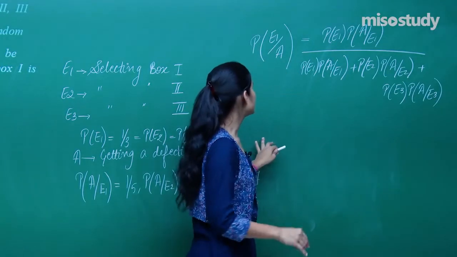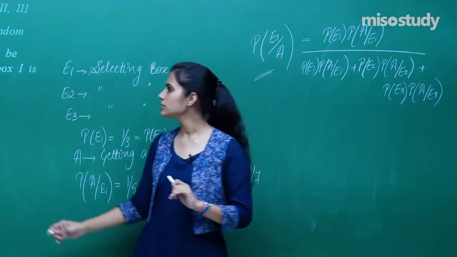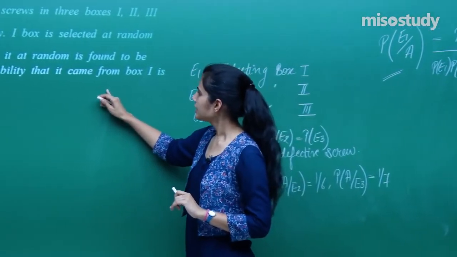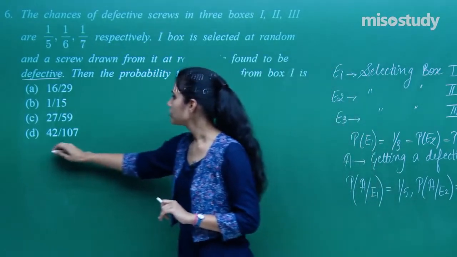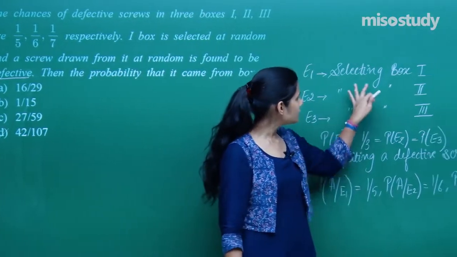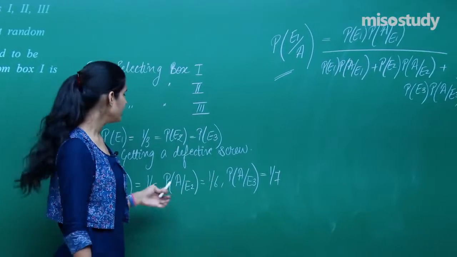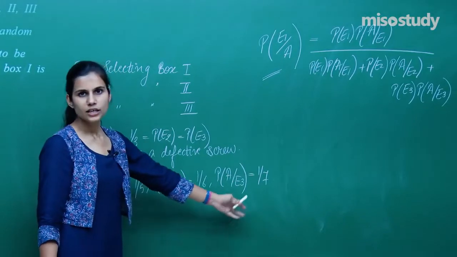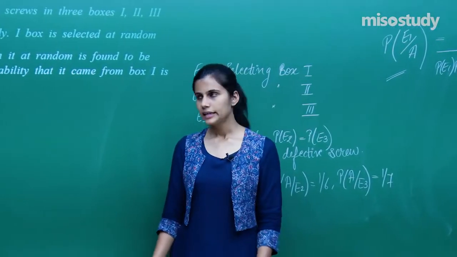This answer basically is the answer that you need, that is probability of E1 by A, which is the probability of getting the defective screw from box 1. Right, and that comes out to be 42 by 107. When you plug in all the values, in place of probability of E1, E2 and E3 you plug in 1 by 3, and in the rest of the places you put this, you get 42 by 107 as the required probability. Clear?